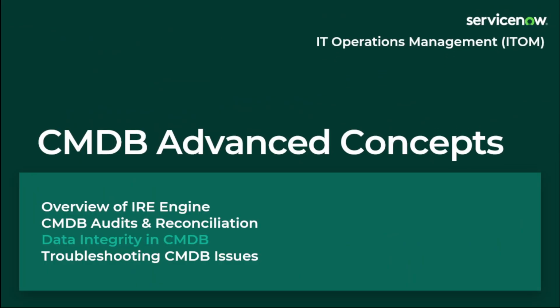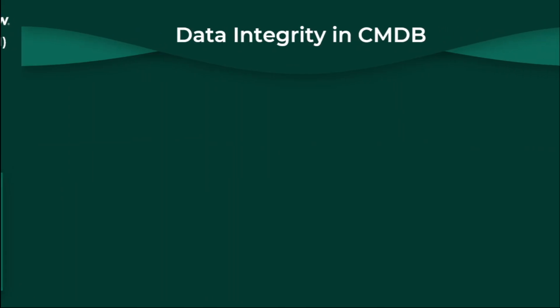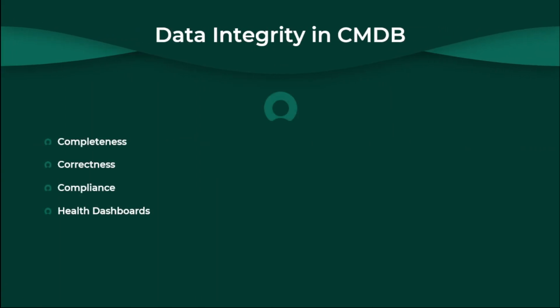And data integrity in CMDB. Maintaining data integrity is essential to making the CMDB useful for change management, incident response, and reporting. Completeness: every CI must contain required data such as name, type, status, and relationships. Incomplete records can cause gaps in reporting or automation failures.